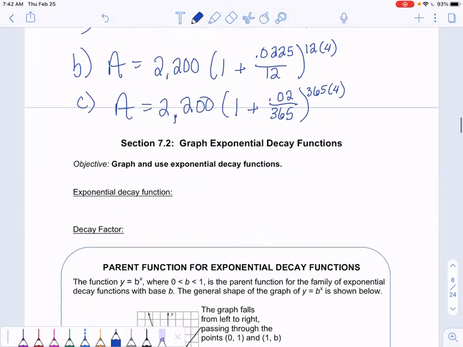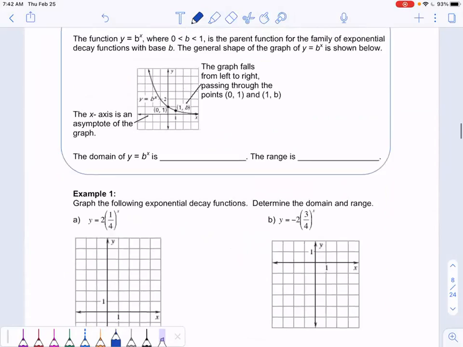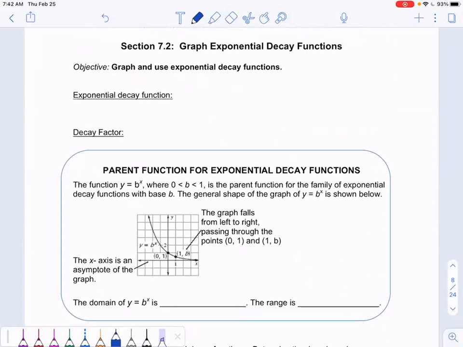So in your packet, if you want to turn to page 7, we are going to do more graphing today, and the process is going to be the same. Our graphs are just going to go down instead of going up, but we're going to find the values for the functions the same exact way. So page 7, we're graphing and using exponential decay instead of exponential growth. Our equation is still exactly the same. A, B to the X.